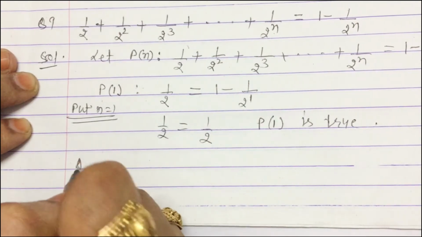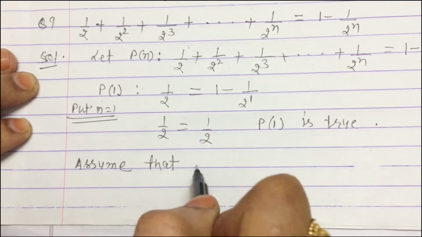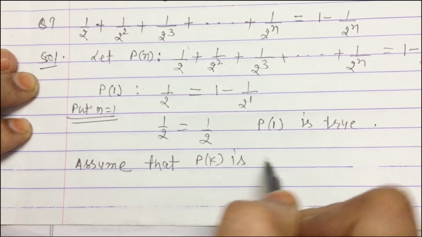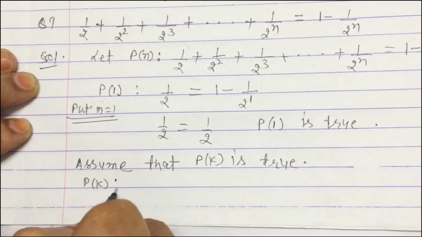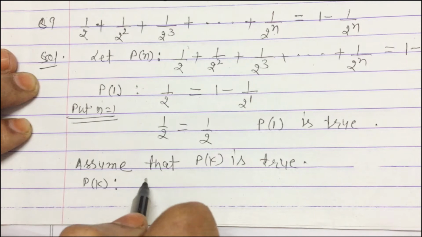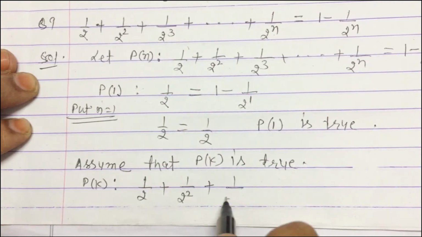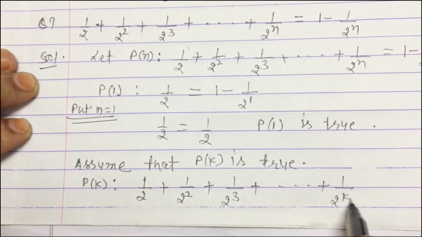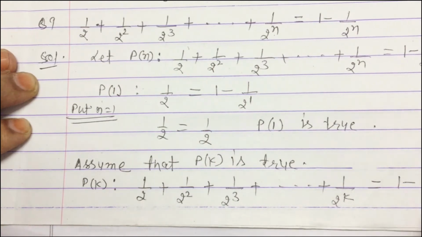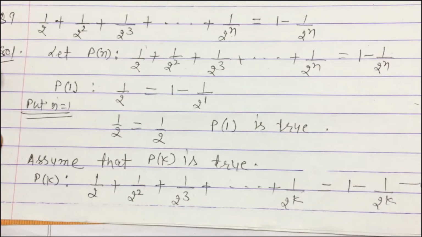Now assume that Pk is true. So here write Pk: it is 1 by 2 plus 1 by 2 square plus 1 by 2 cube, and up to 1 by 2 raised k, and it is 1 minus 1 by 2 raised k. Let it be equation first.